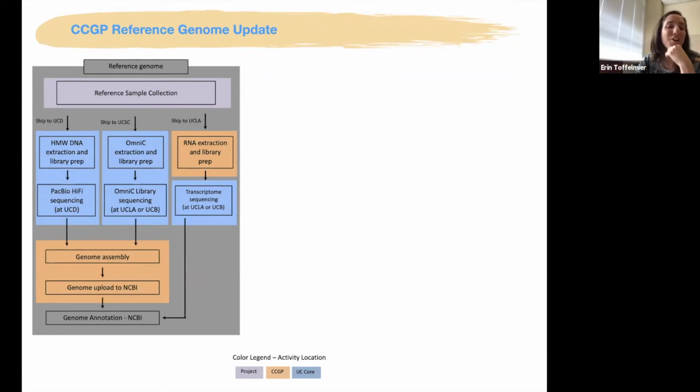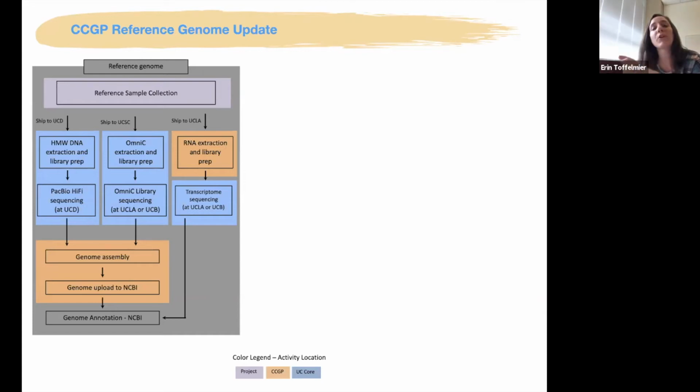Okay, so we have our first component, the HiFi sequencing done at UC Davis. The second component is OmniC, which is a fancy version of Hi-C. The extractions and the library preps are being done at UC Santa Cruz in Beth Shapiro's lab, and the sequencing we'll do at UCLA or UC Berkeley, most likely.